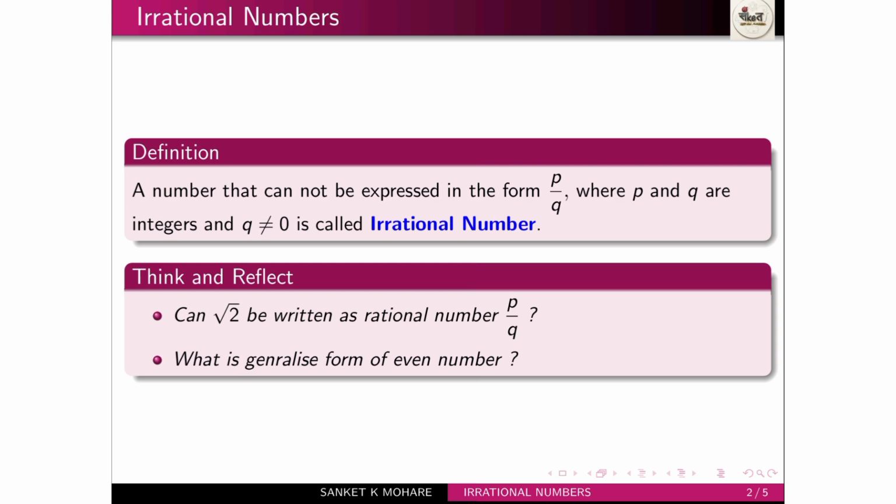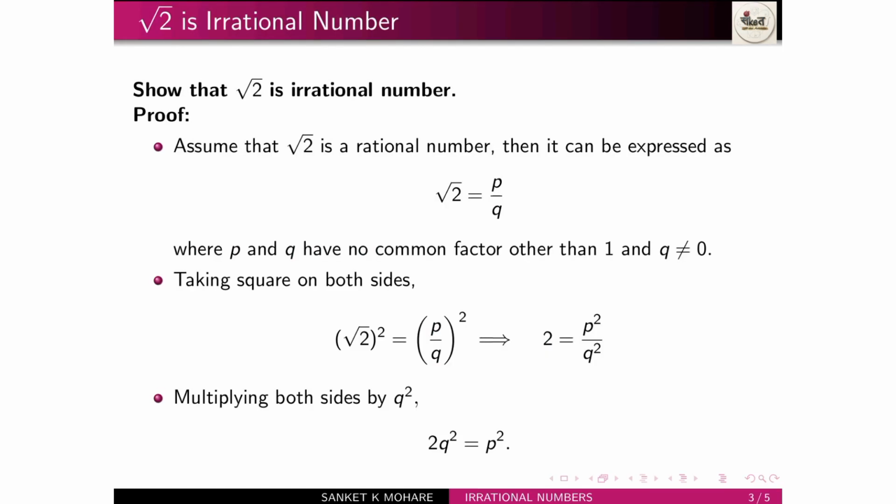We can say that a number which is not a rational number is an irrational number. So we got now two types of numbers: rational numbers and irrational numbers. Rational numbers contain integers, natural numbers, whole numbers, and numbers other than these three sets are considered irrational numbers. For example, square root 2, square root 3, square root 14.